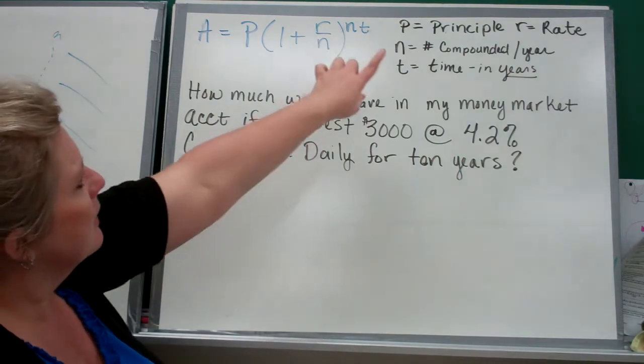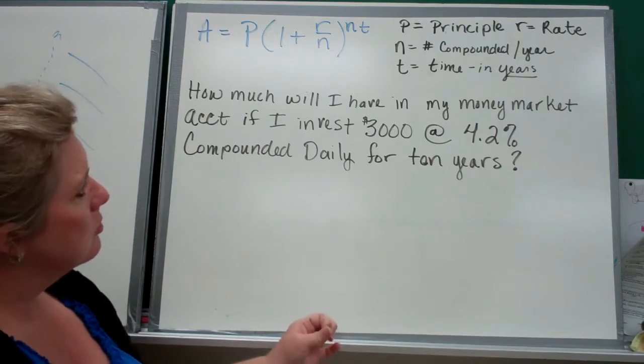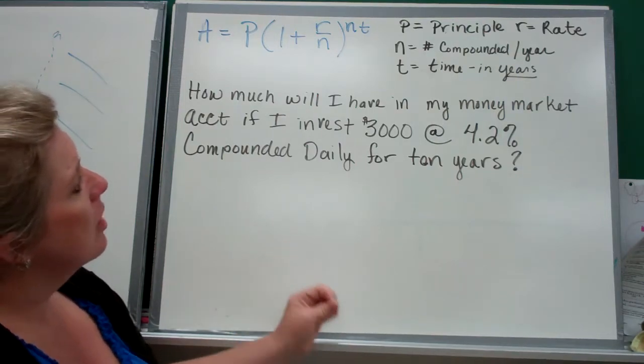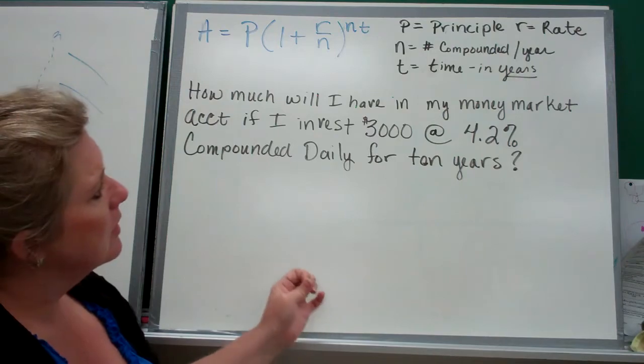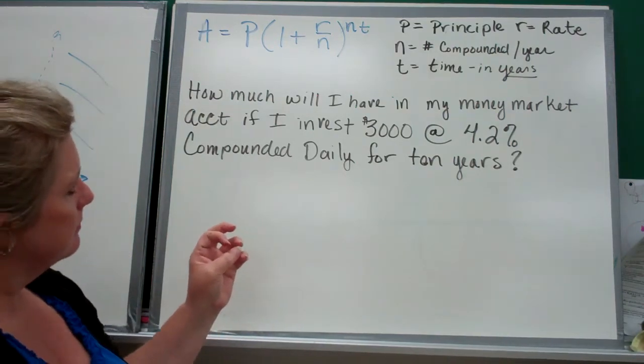Okay, P is the principal. That's the amount you start with. R is your interest rate. N is your number of times compounded per year. And T is the time in years.